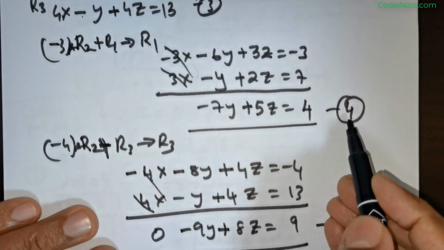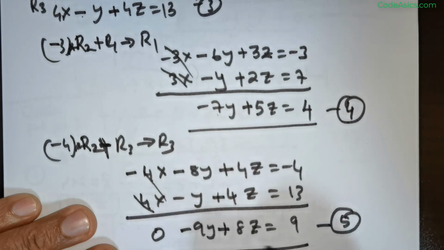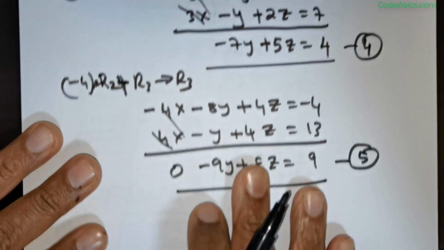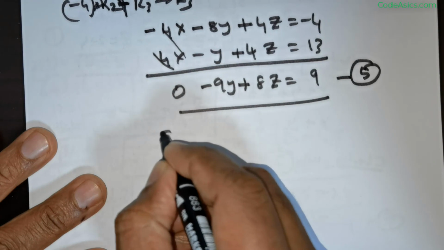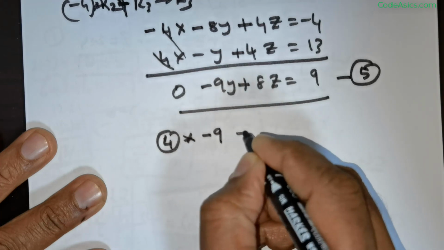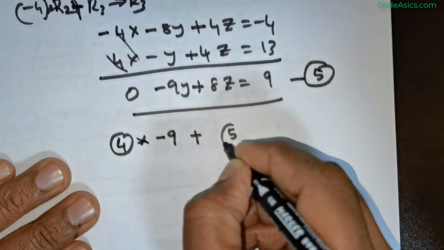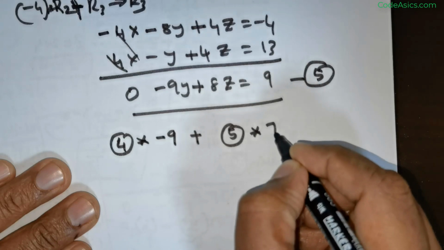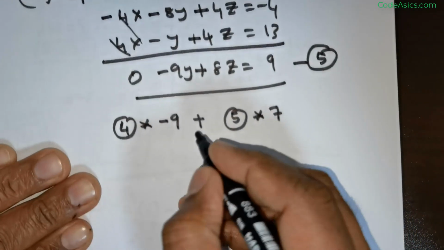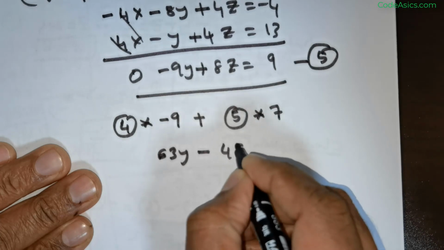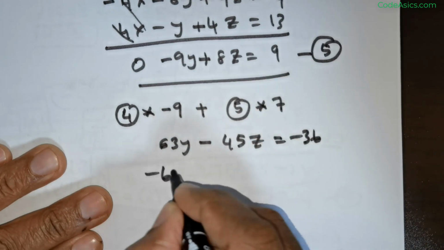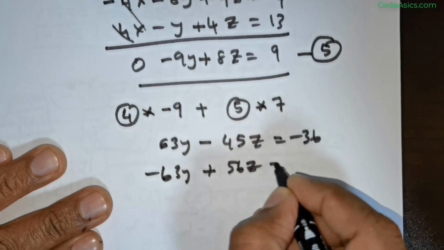Now you see this 4, it has -7. You see this 5, it has -9. So I need to get a component which is common. So what I will do is, I will take 4 and multiply it with -9, and then add it with 5, but this time I will multiply it with 7. Fair enough, right? So take 4, multiply it with -9, that's going to be 63y, -45z is equal to -36. Equation 5 multiplied with 7, this is -63y, 56z is equal to 63.